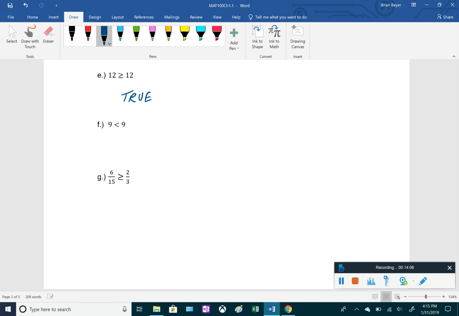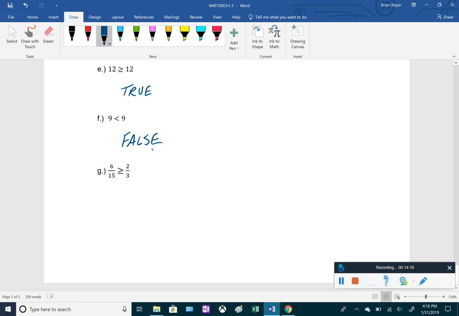So that brings us to F, 9 less than 9. 9 is not less than 9. It would have to have the or equal to in order to make it true. And for the last one here, it is a fraction. 6 over 15 greater than or equal to 2/3.